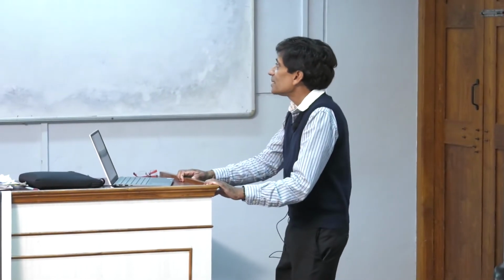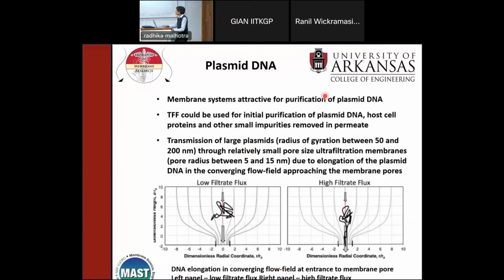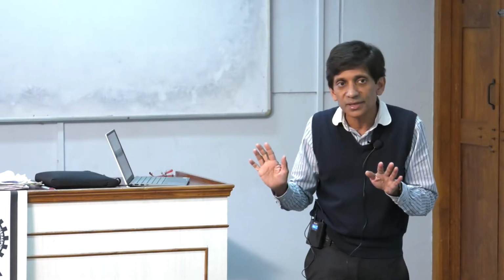Look at this. A membrane system is attractive for purification of these plasmid DNAs, and the reason is that tangential flow filtration could be used for initial purification of plasmid DNA. Host cell proteins and other small impurities are removed in the permeate. So that's obvious, right? You're going to retain the plasmid DNA and remove host cell proteins, host cell DNA. You have to do that anyway.